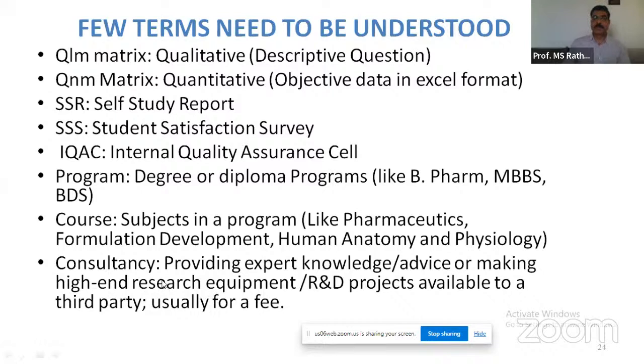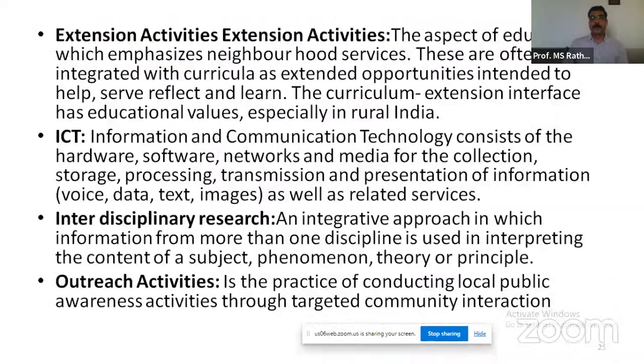Then consultancy is that if the institution has expertise in a particular area, or the faculty members have expertise, they are providing advice or making high-end research equipment or doing R&D projects. So that would be known as the consultancy. They are providing their expertise, and in lieu of that, they are charging some fee to a third party. Then extension activities are there, which are that aspect of education which emphasizes neighborhood services.